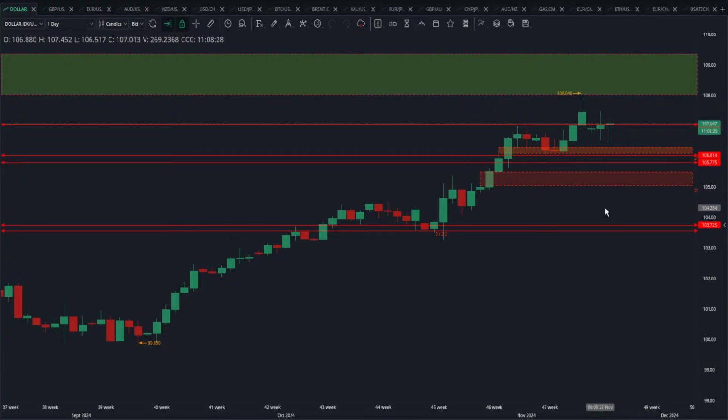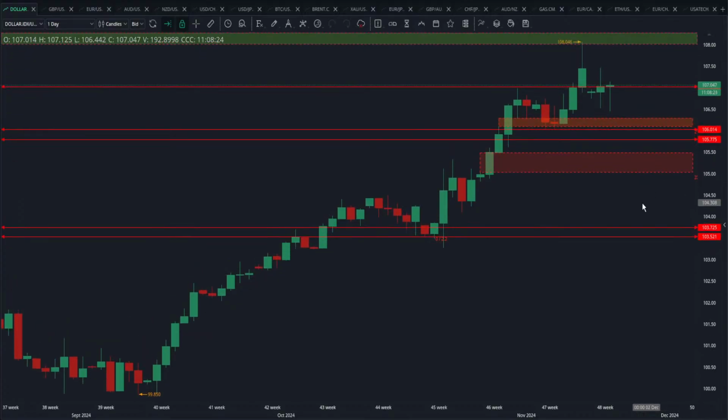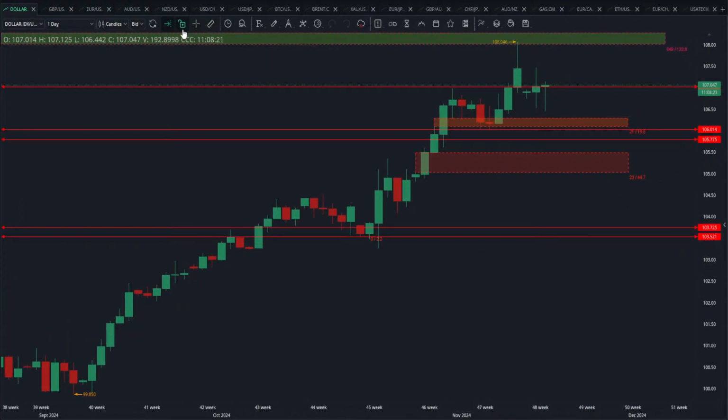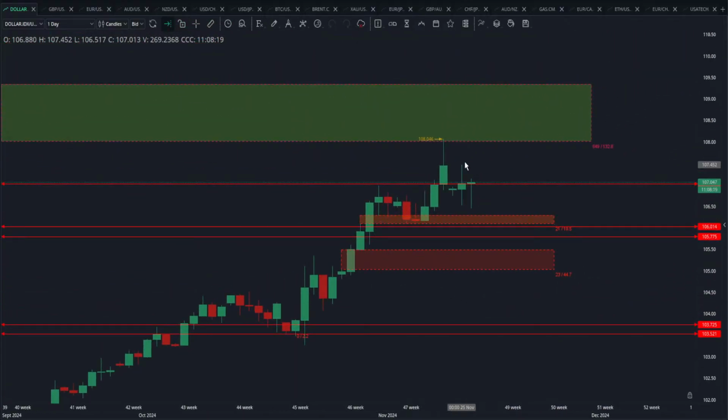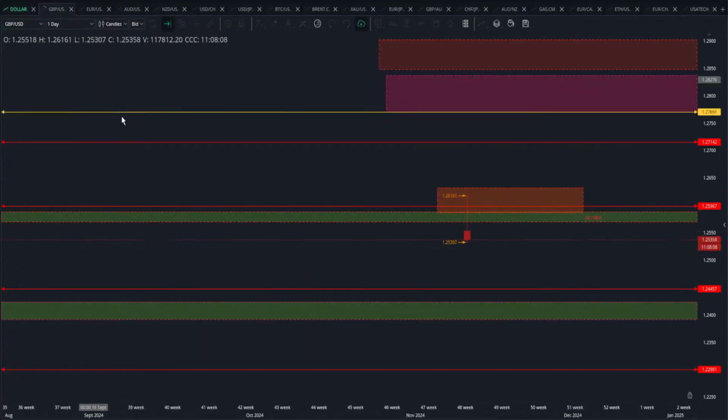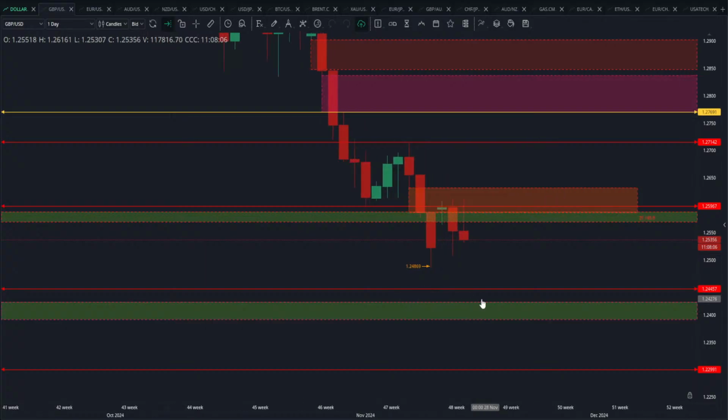Let us see how things unfold, but right now we have a strong bullish fair value gap here below, so this may keep pushing the price higher as long as it is not broken. We need the 106.01 level to break down for us to become bearish, but until this is broken, we are bullish on the US dollar. If we are bullish on the US dollar, we should be bearish on the pound.